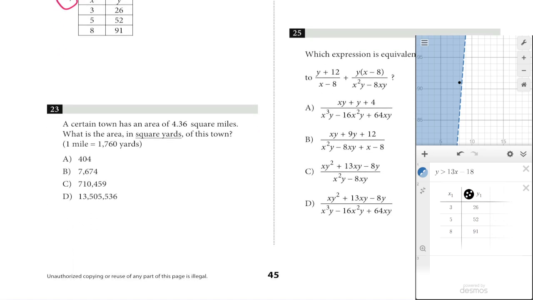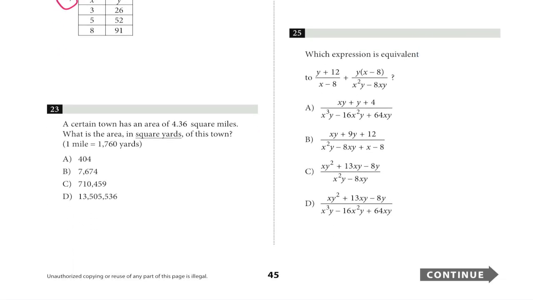All right. Number 23. A certain town has an area of 4.36 square miles. What is the area in square yards of this town? So we have 4.36 square miles, and that's how we would actually write that. And we want to convert this to some sort of square yards, and that's how we write square yards.